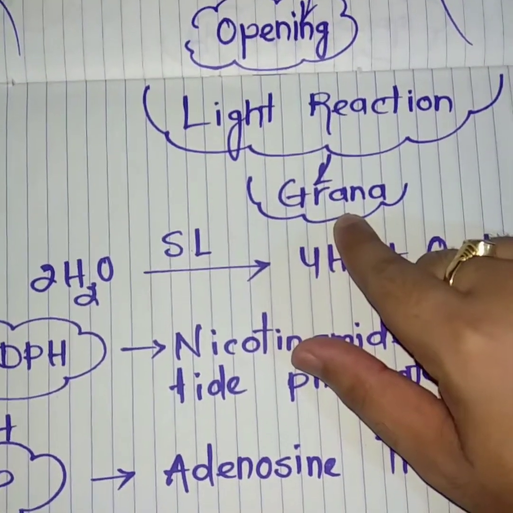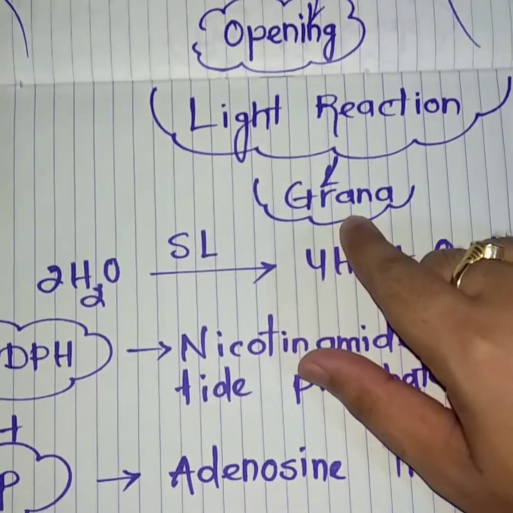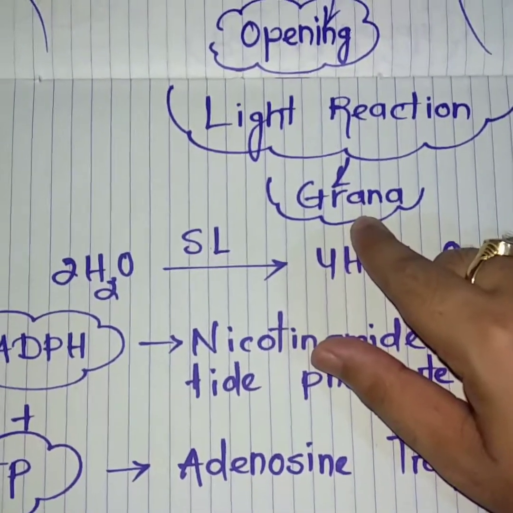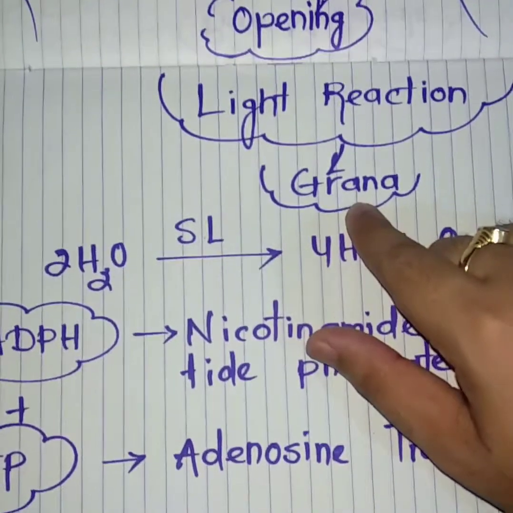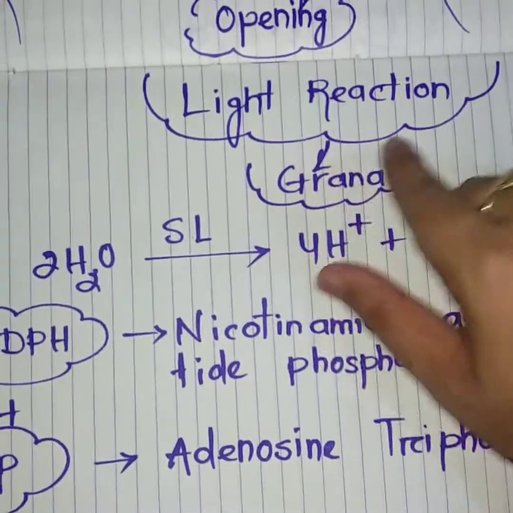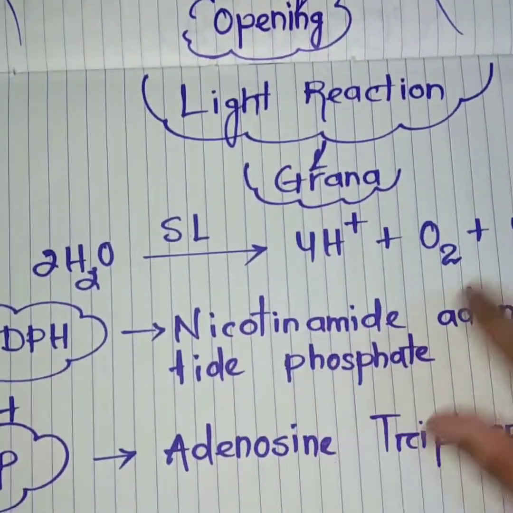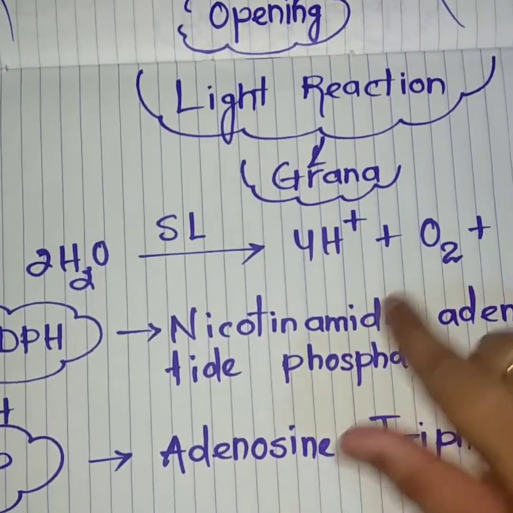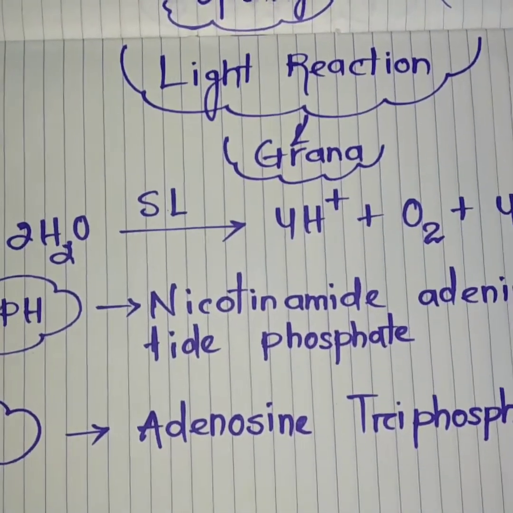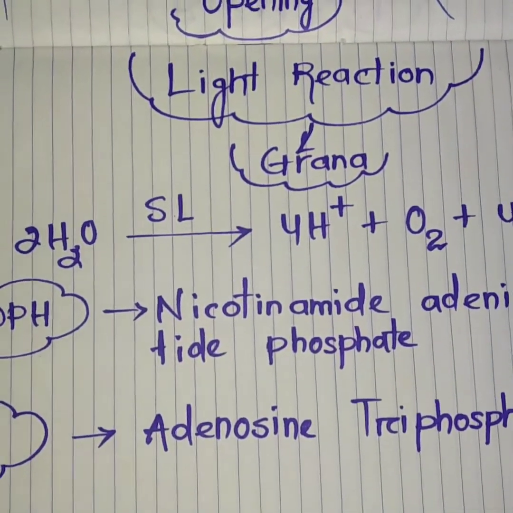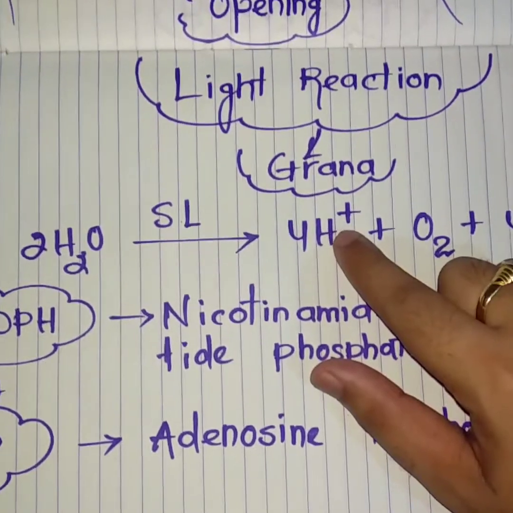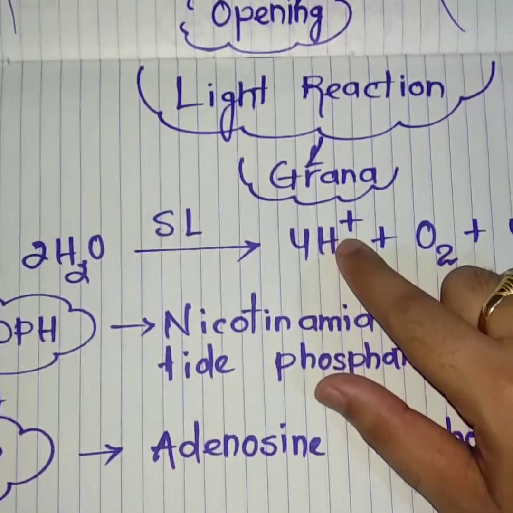So what do you mean by grana? See, when you look deeply into a plastid, you will see some piles of coin-like structures. These piles of coin-like structures are known as grana. Clear? So within that part, the light reaction occurs.